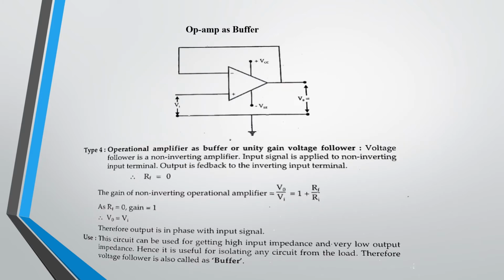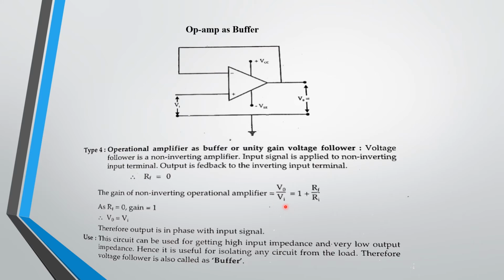The next application is buffer. Buffer is again nothing but a non-inverting configuration. Input voltage is applied to the non-inverting terminal, and if you observe, without any feedback resistor, the path is closed between output and input, pin number 6 and pin number 2. These two terminals are shorted together.